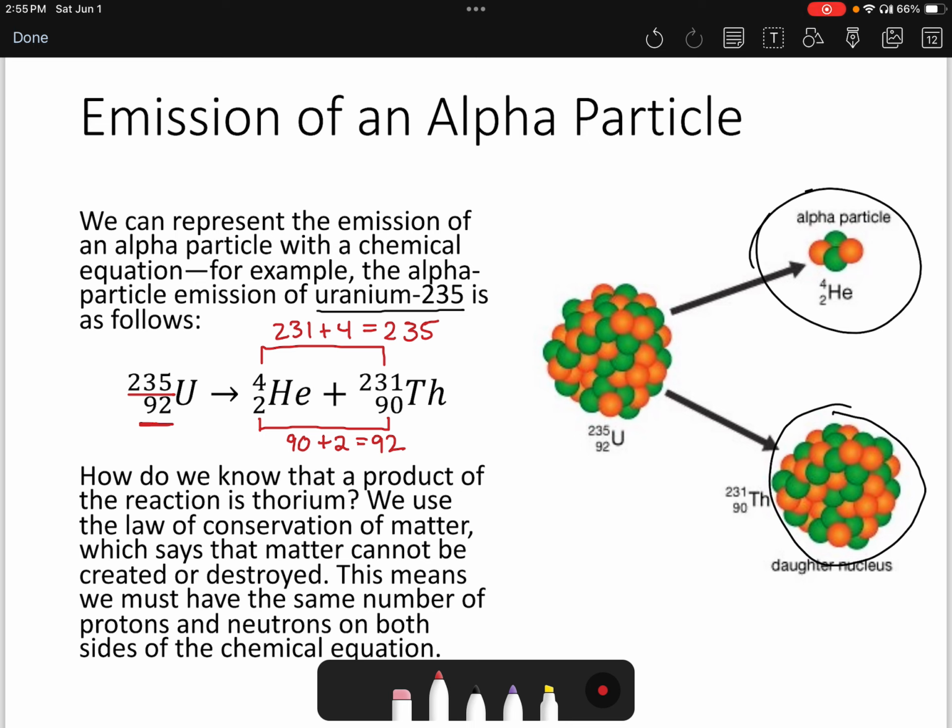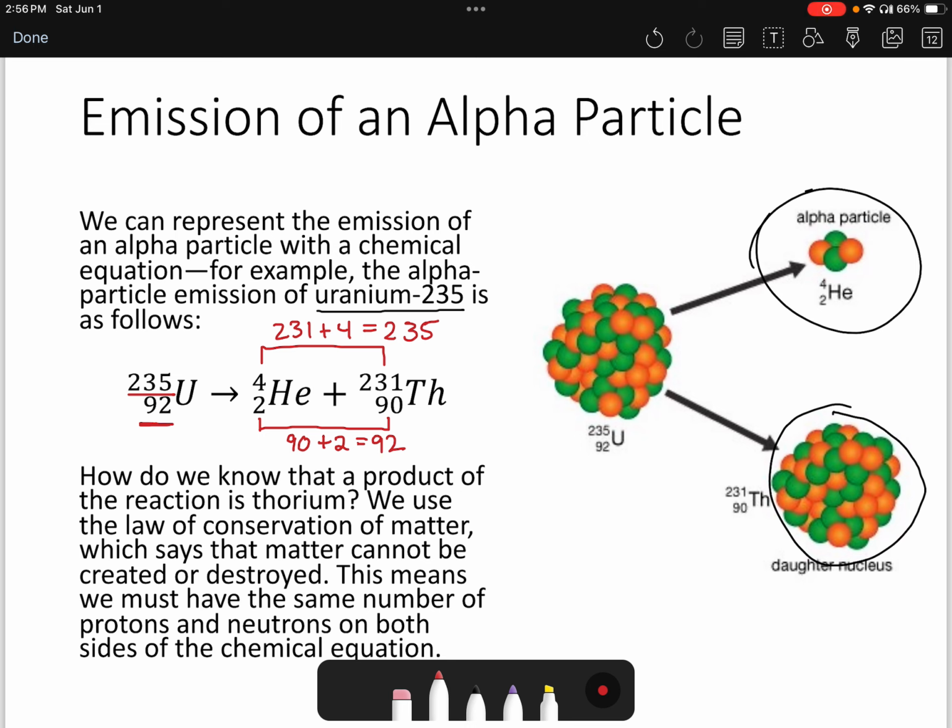However, notice that we don't end up with a different type of uranium. We end up with an entirely new element at the end of this reaction because we lost 2 protons. And now we only have 90 protons. So if we look up number 90 on the periodic table, that is the element thorium, Th.